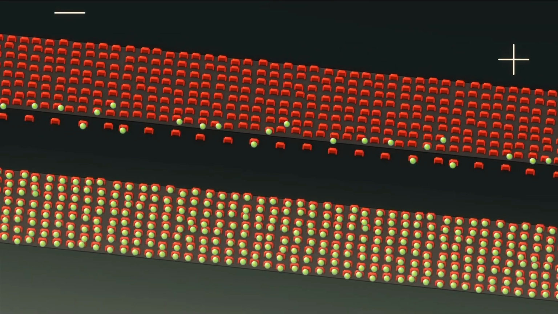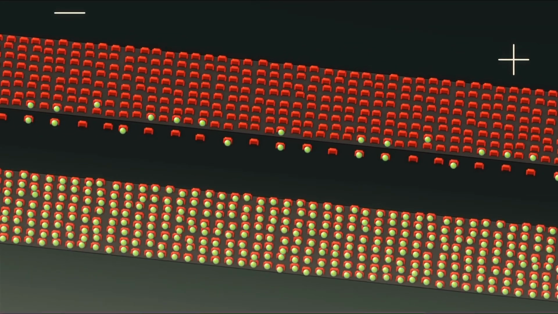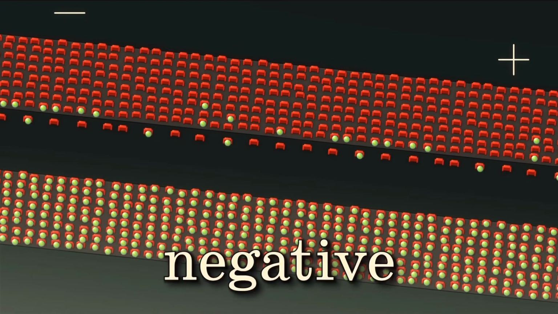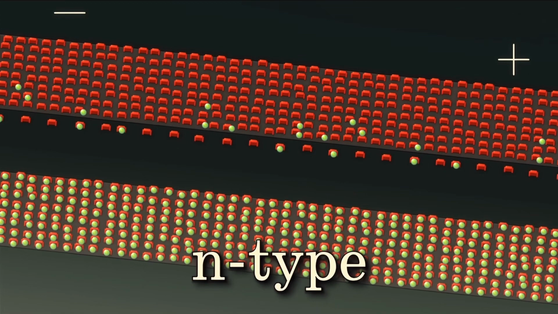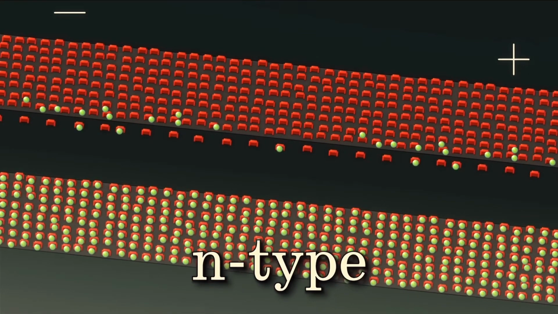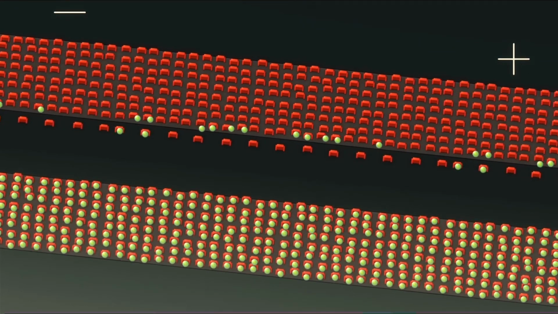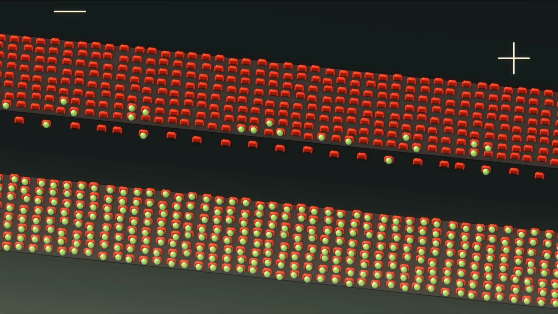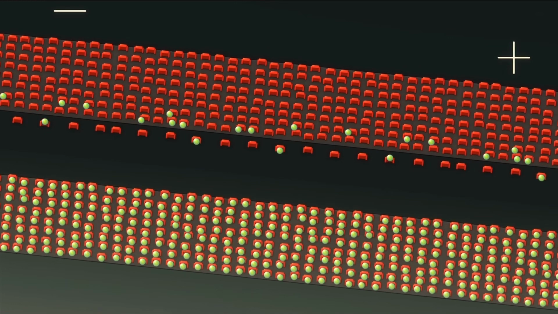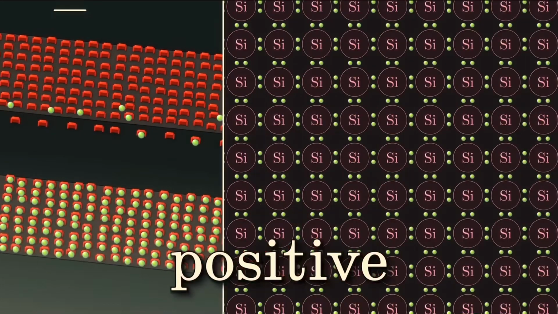Since most of the charges that can move in this type of semiconductor are electrons, which are negative, this sort of semiconductor is called N-type, N for negative. But I should point out that the semiconductor itself is still neutral. It's just that most of the mobile charge carriers are negative. They are electrons. So there is also another type of semiconductor where most of the mobile charge carriers are positive, and it's called P-type.